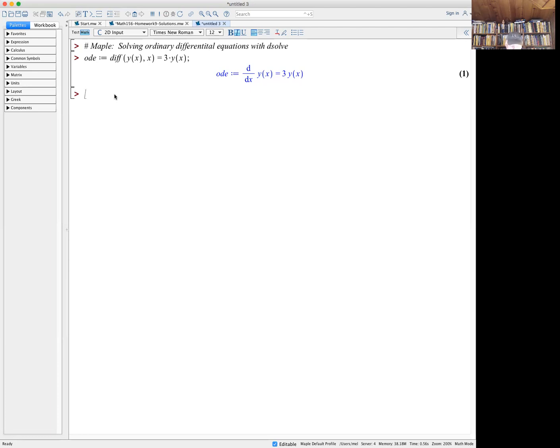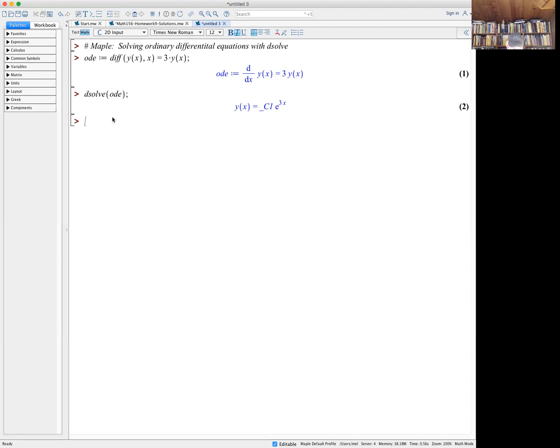To solve a differential equation, it's simply dsolve. So if we say dsolve and in parentheses the equation we want to solve, this is the answer. This means C1, some constant, just one constant, times e to the 3x. So that is the general solution of this differential equation.